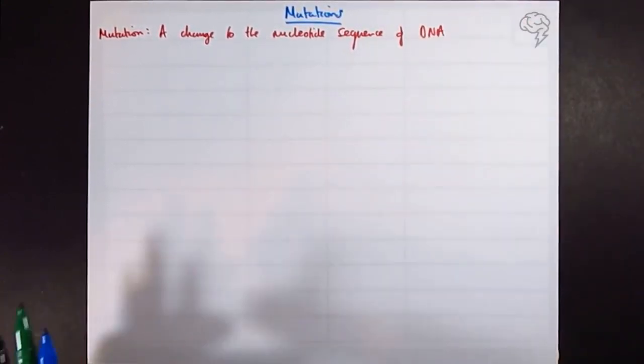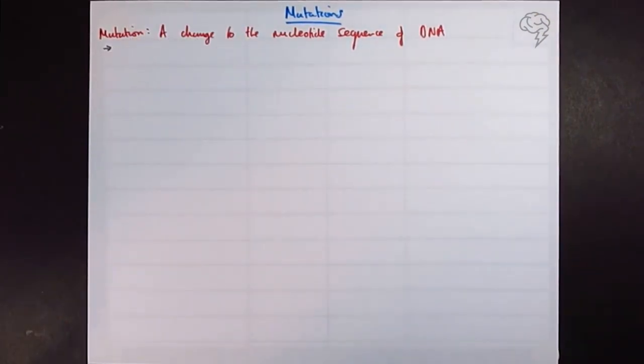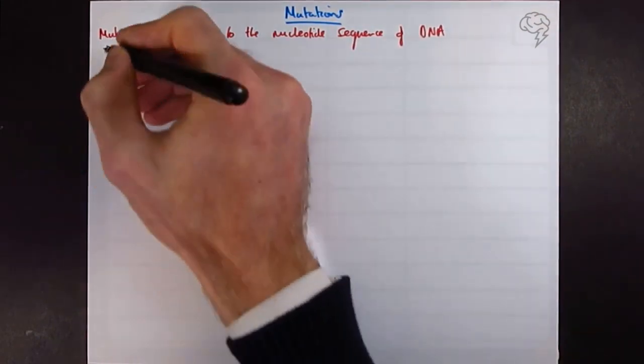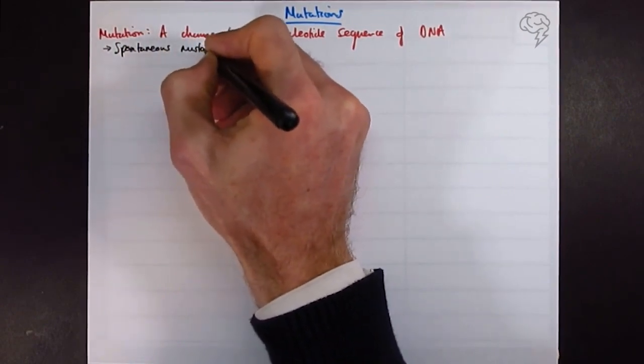So these happen spontaneously. They happen anyway. Think about handwriting a copy of an encyclopedia. You're going to probably, no matter how hard you try, make a mistake at some point along the way. So DNA replication is very accurate, but it does make mistakes.